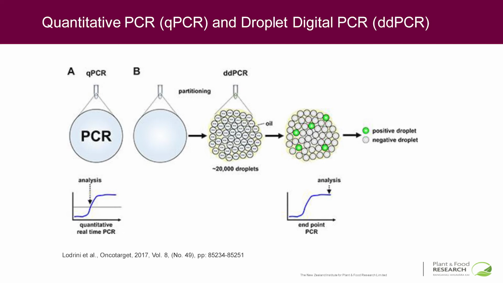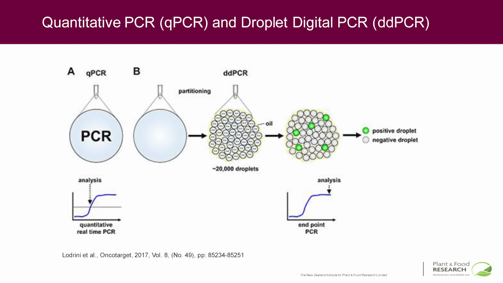Then you amplify it using a fluorescent probe, so these things do fluoresce. If there's target material within those droplets, then you take it to endpoint and it will fluoresce. You count all these droplets after you've done the endpoint PCR, after it's gone to completion. You measure each of the droplets and you code them as positive or negative. And this is where the digital aspect comes in. It's either one or zero.